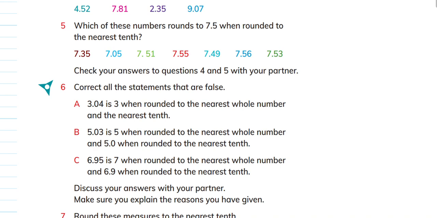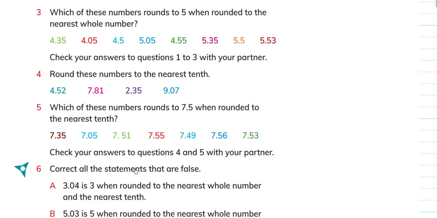Look, in this way, if you will follow the instruction, believe me, math will look very easy to you. Yes, sir.